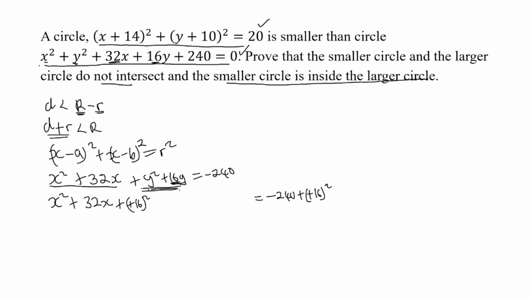We find half of 16 here, which is 8. So we say plus y squared plus 16y, and then plus positive 8 squared. And then this side also plus positive 8 squared. I usually write the signs here to assist me. It becomes very easy when you do that, right?